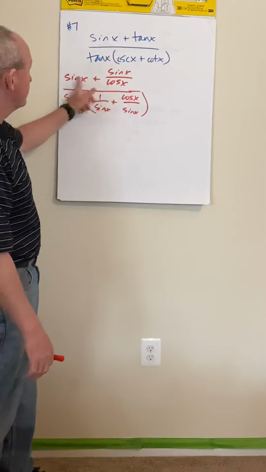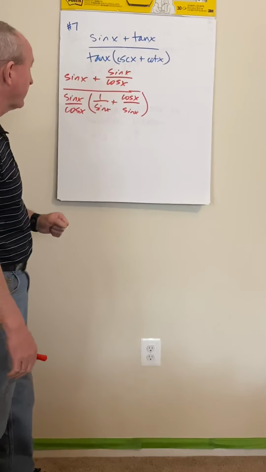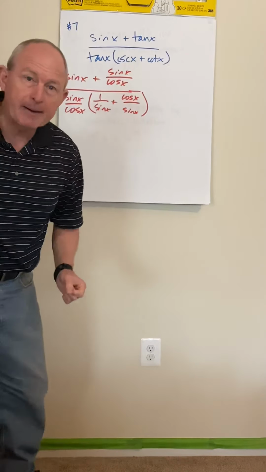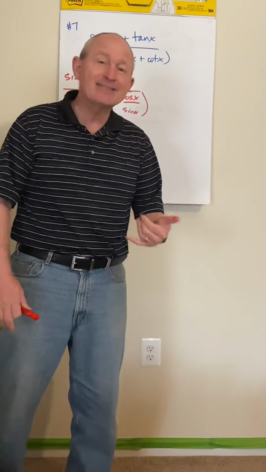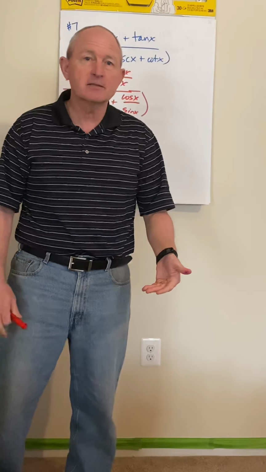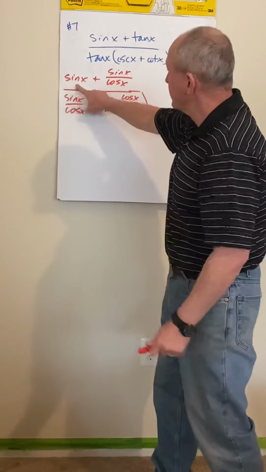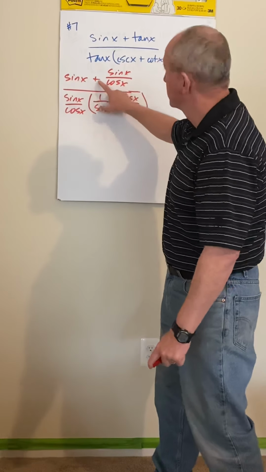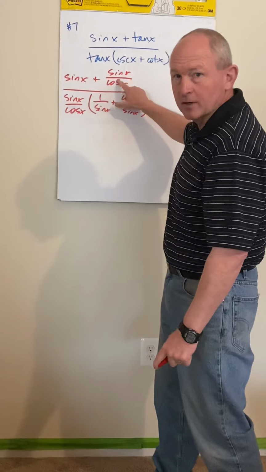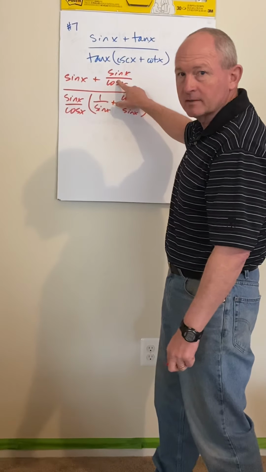All right. So this guy, sine of x plus cosine of x. I need a common denominator in order to add sine of x plus cosine of x. So the common denominator, believe it or not, is just going to be cosine of x. So I'm going to take sine of x times cosine of x over cosine of x plus sine of x over cosine of x. I hope that makes sense.